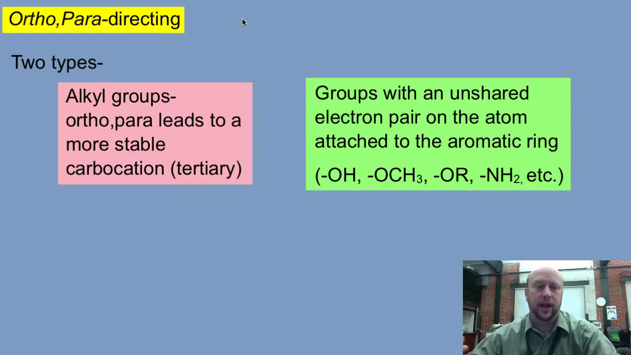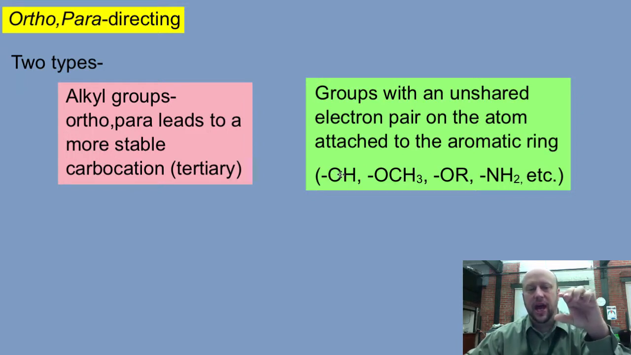And again, you've got a sheet that you should have of stuff that you need to memorize or commit to memory about ortho-para and meta-directing, which groups are what. Essentially, though, it breaks down like this. Alkyl groups, like that CH3 that we saw in the toluene, and then groups that have an unshared electron pair on the atom that is directly attached.